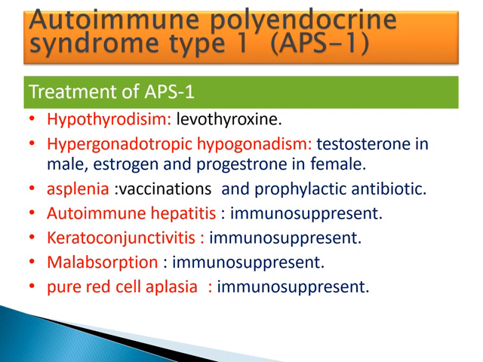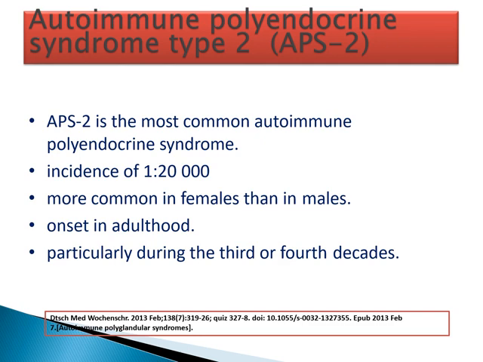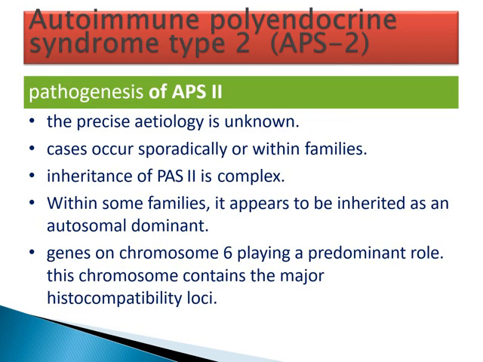Talking about APS2, it is the most common autoimmune polyglandular syndrome. Its incidence is 1 in 20,000, more in females, particularly during the third or fourth decade. The precise etiology is not known. These cases occur sporadically or within families. Inheritance of APS2 is complex. Within some families, it appears to be inherited as an autosomal dominant, with genes on chromosome 6 playing a predominant role, and this chromosome contains the major histocompatibility loci.